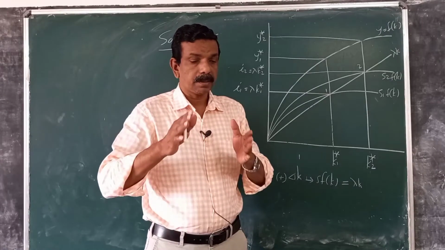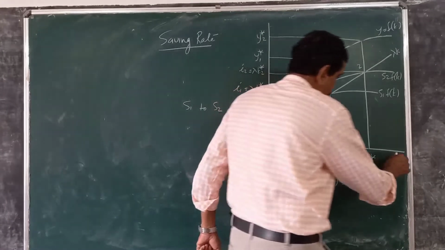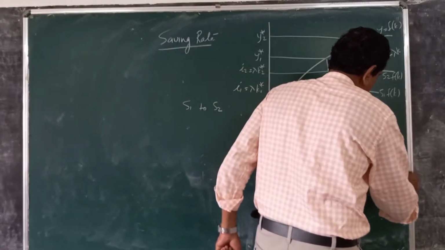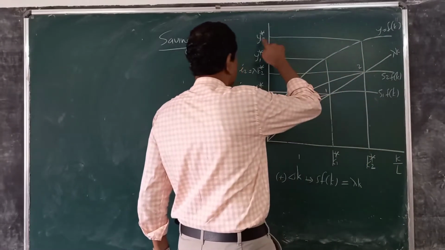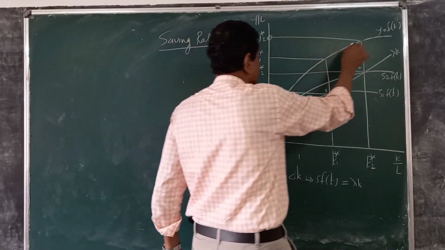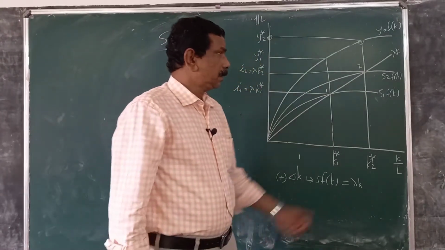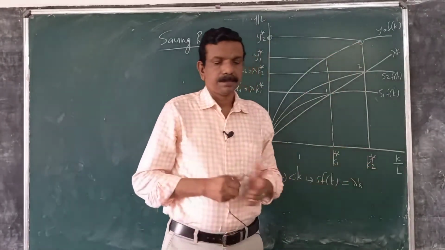So the point is, an increase in the savings rate results in an increase in the capital per head and an increase in the output per head. That is clear in this diagram.